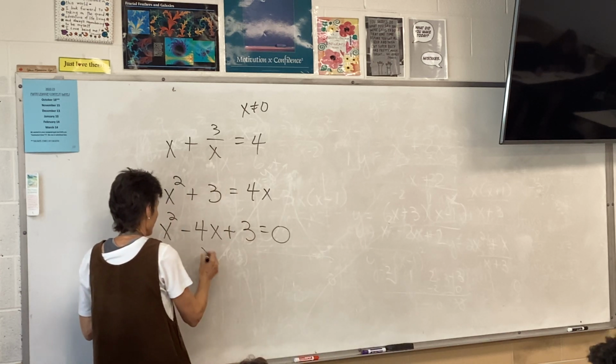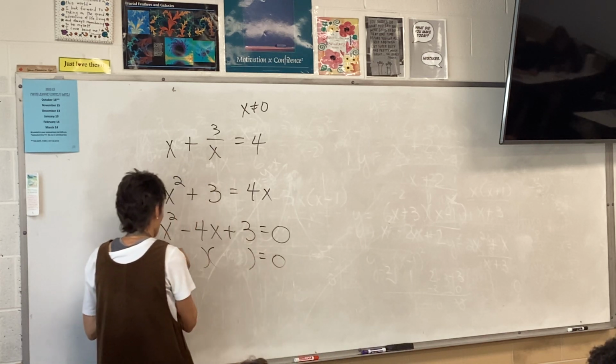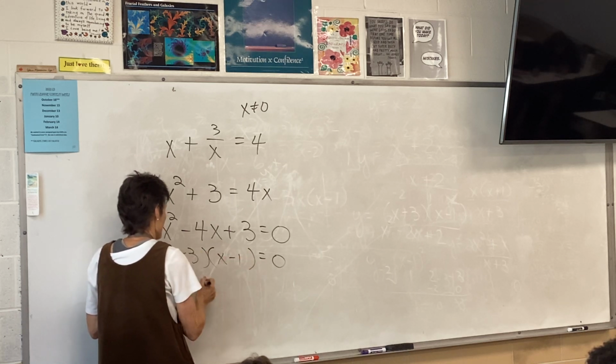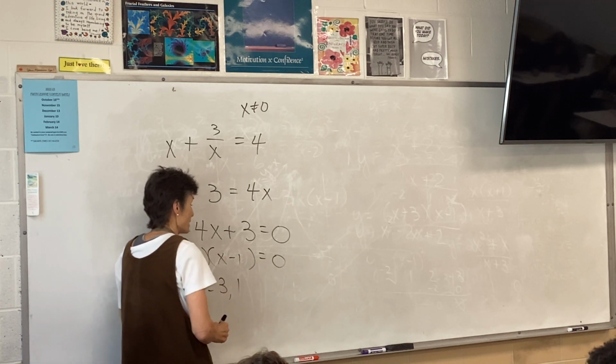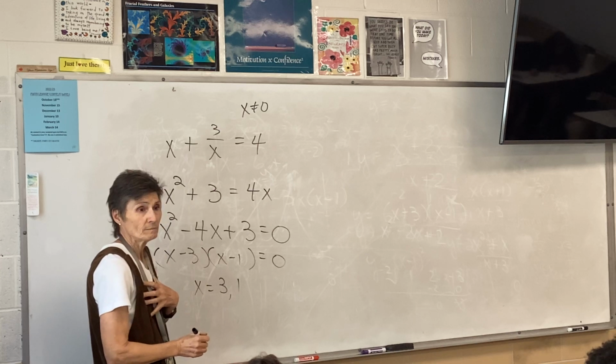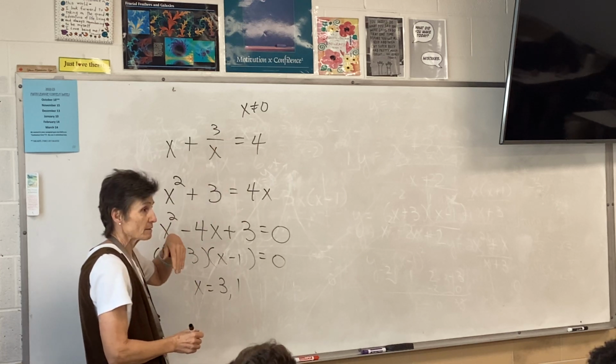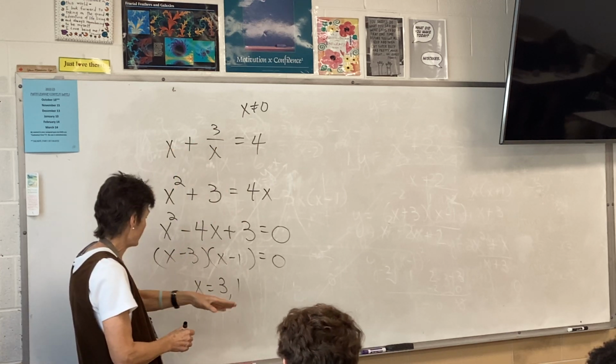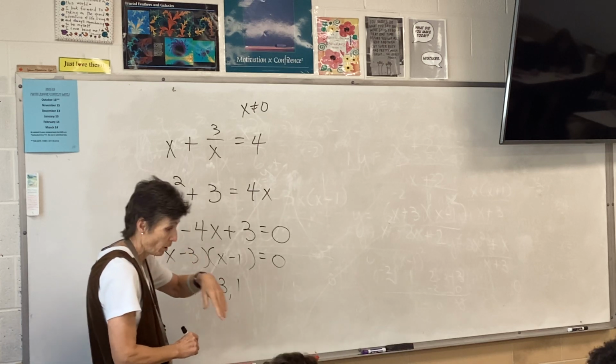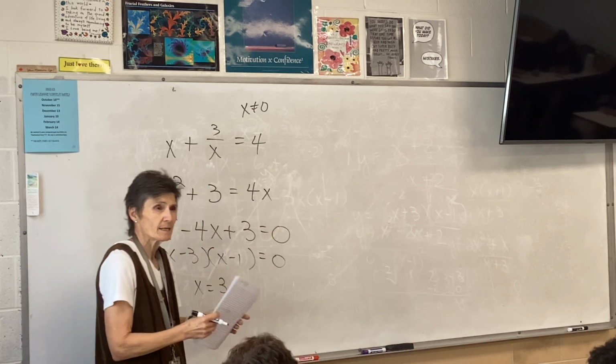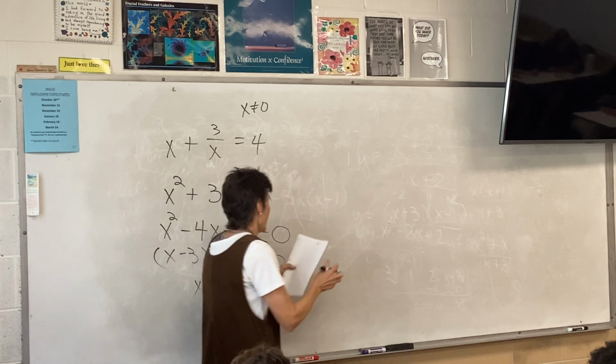All right, so what do you want to do with this? I think it's backwards. So it looks like the answers are 3 or 1. Don't need to worry about that. I didn't get 0, so I'm good. The answers are 3 or 1. Easy enough? All right, next.